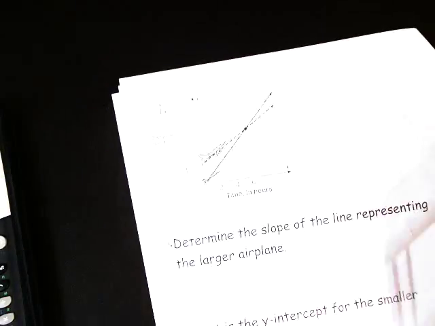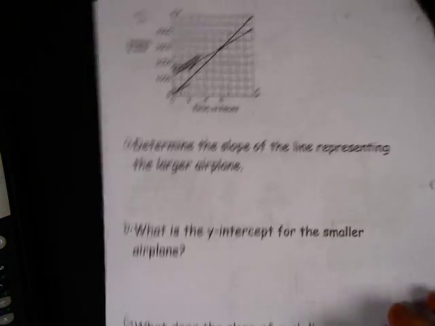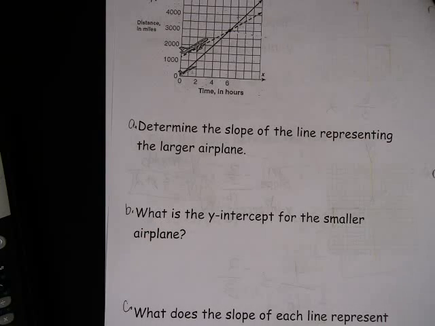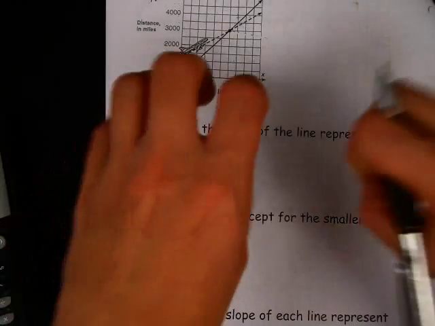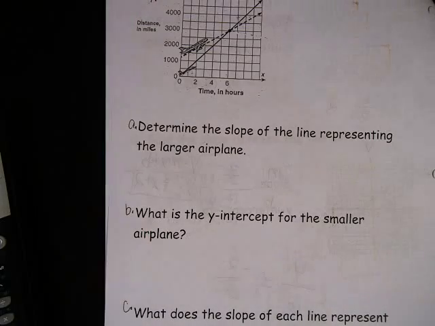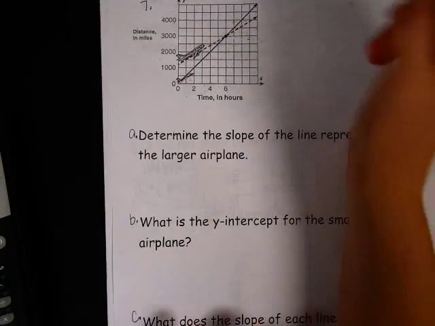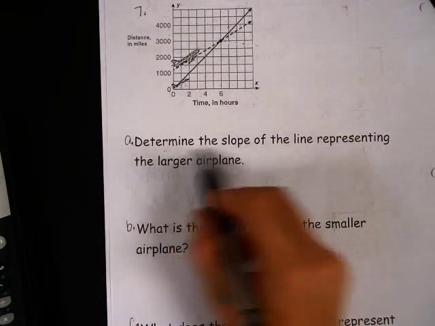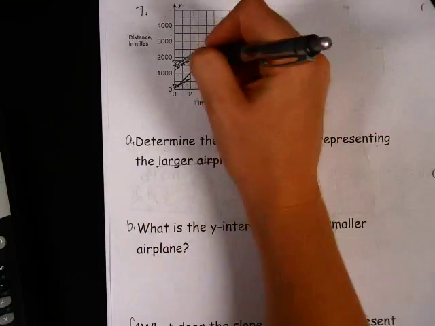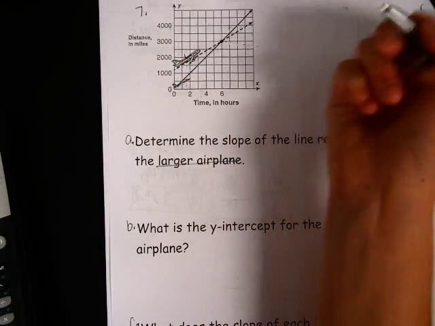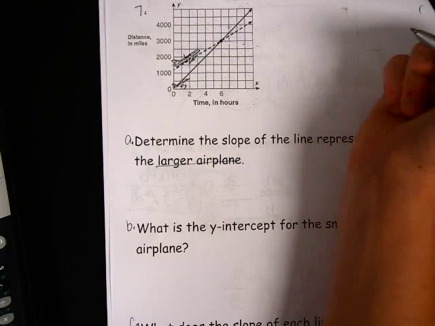Okay, let's go on to 7. 7 is the great one. This one is my favorite on this. This is practical knowledge, and I love practical knowledge. It says determine the slope of the larger plane. This is my large plane. We're going to call him large, and this is my small one.